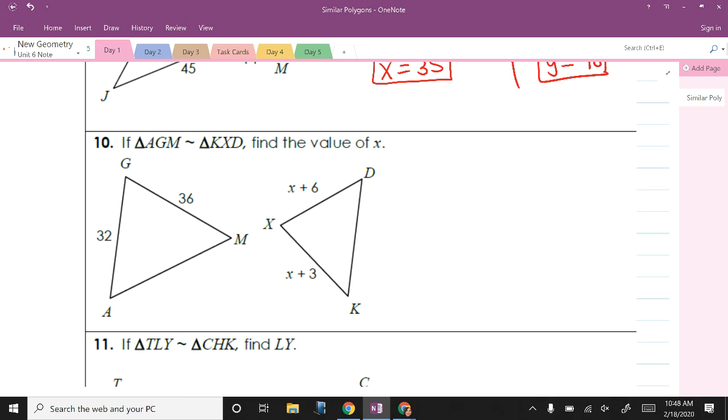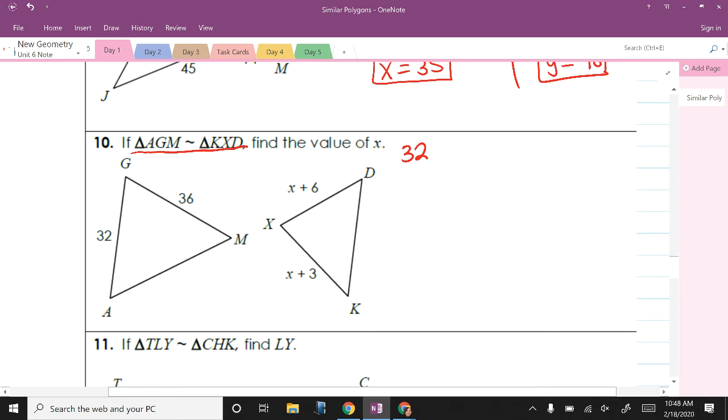But again, number 10, at least they gave me the similarity statement. That was nice of them. Anytime they give me that statement, I'm grateful because it helps me see what goes with what. So let me just make a proportion. These both have x's, so I really can't get down to one scale factor. So I'm just going to start with making fractions.